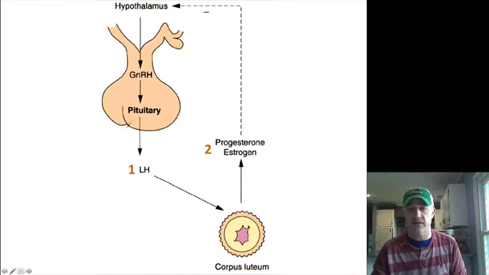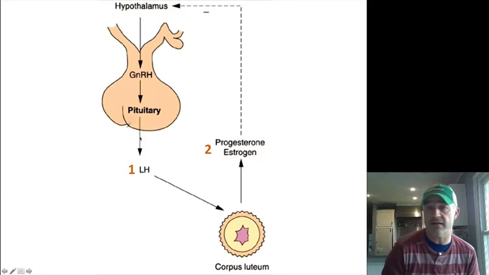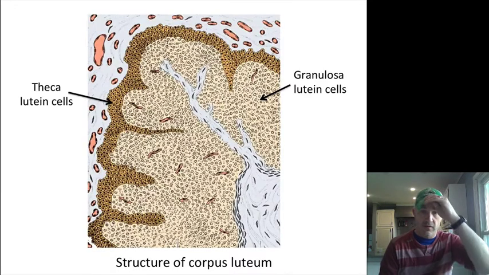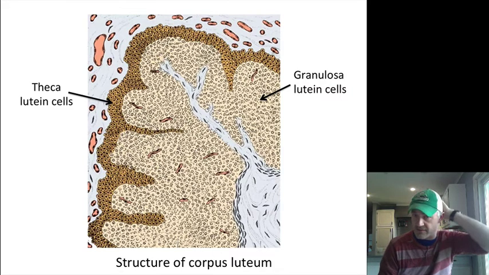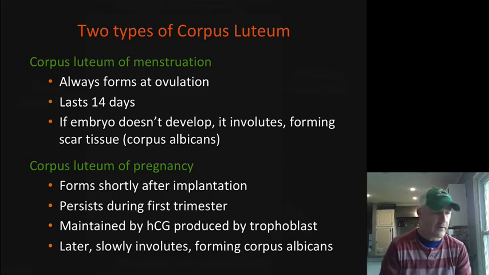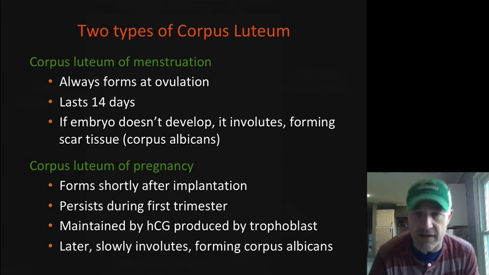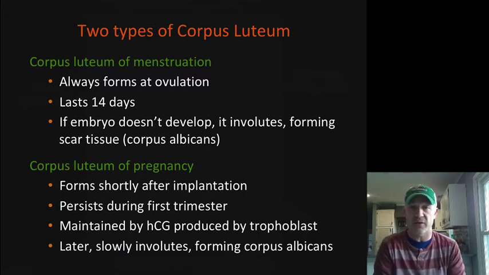So you can see here this LH acts on the corpus luteum, tells it to release mainly progesterone and some estrogens, which block any more release of hormones from the pituitary gland until that monthly cycle is over. So the corpus luteum has these thecal cells and then the inner granulosa cells surrounding it. It always forms after ovulation. If an embryo does not develop, it'll last about 14 days, and at that point the levels of LH get low enough that it degenerates and becomes scar tissue, something called the corpus albicans.